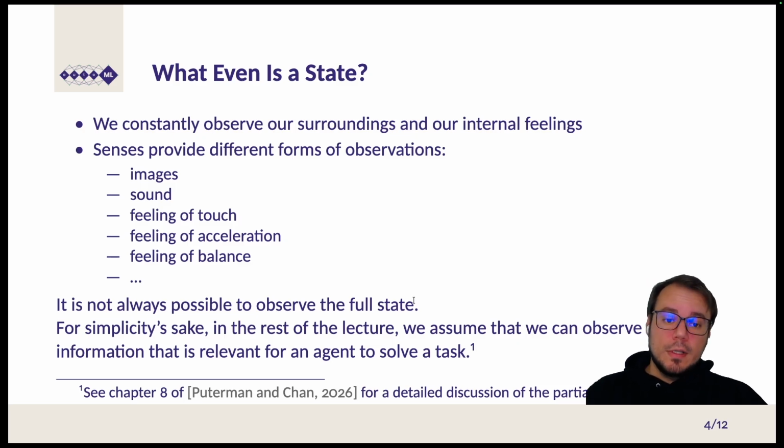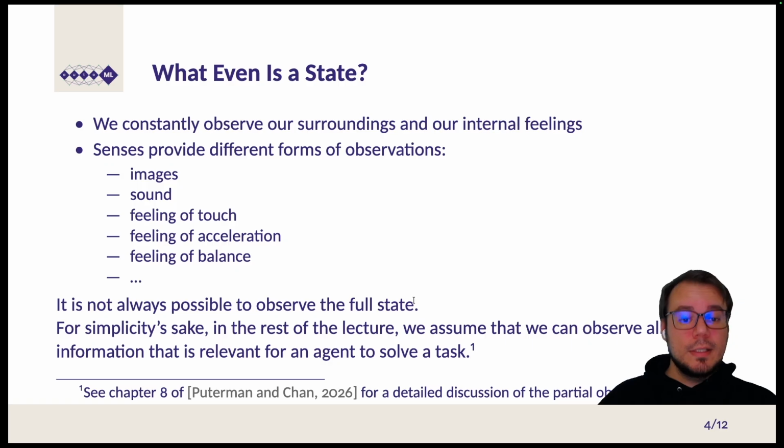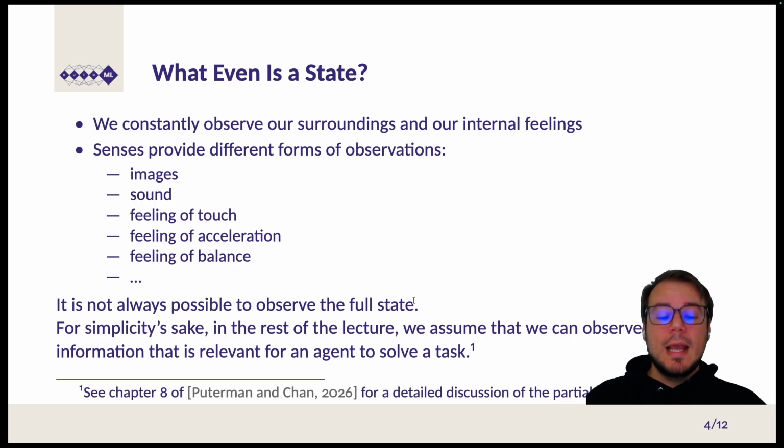You might now ask yourself, what even is a state? And to give you some idea of what we humans would say a state is, we can sense what is going on around us. So we have some images that we observe. We hear something. We feel the touch of surfaces. We feel if we're being accelerated, if we're sitting in a car or in a train, and we have a certain sense of balance, right? So all of these senses are part of our state, of our observations that are happening.